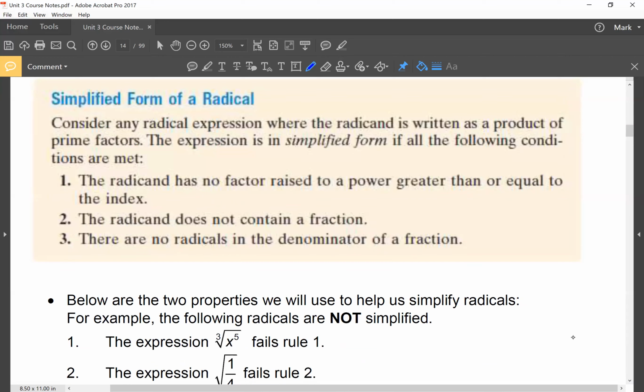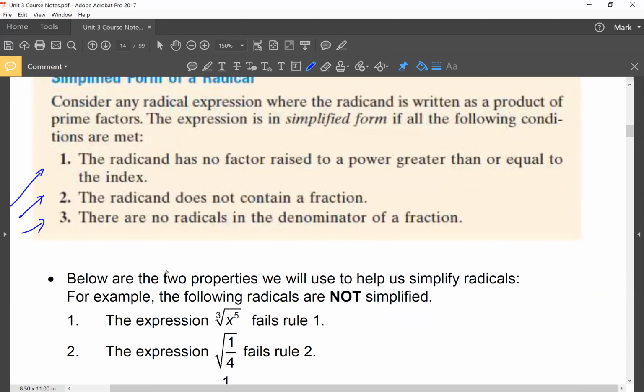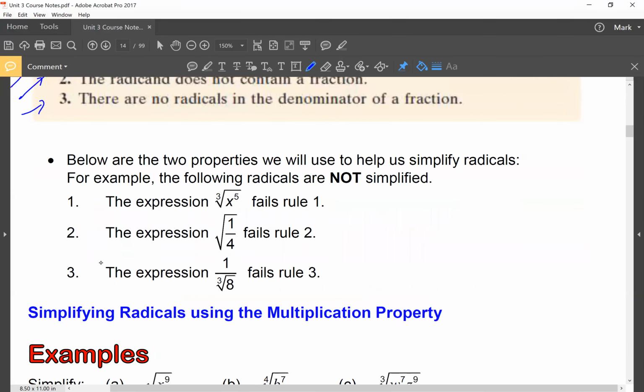To write the simplified form of a radical, consider any radical expression. The simplified form is true if these three conditions are met. The radicand, meaning the number inside the radical, has no factor raised to a power greater than or equal to the index. We'll talk about this in a minute. The radicand does not contain a fraction, and there are no radicals in the denominator. So let's practice this.